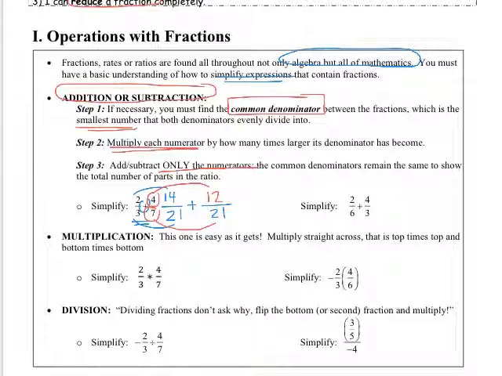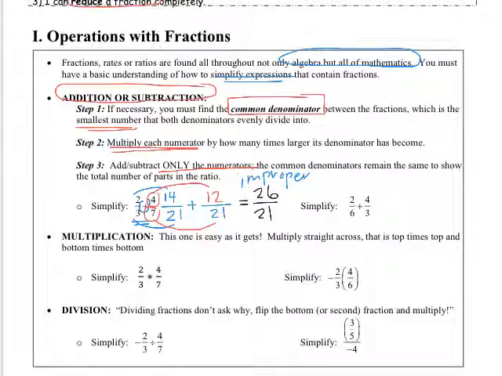So I've changed the two original fractions to two larger-looking fractions. They're not actually larger, it's just looking like they're larger. And now I'm going to go ahead and add just the numerators. And when I do that, I get 26, and keep that denominator as 21. Now, this is called an improper fraction. Improper are the type of fractions where the number on the top, the numerator, is larger than the denominator.